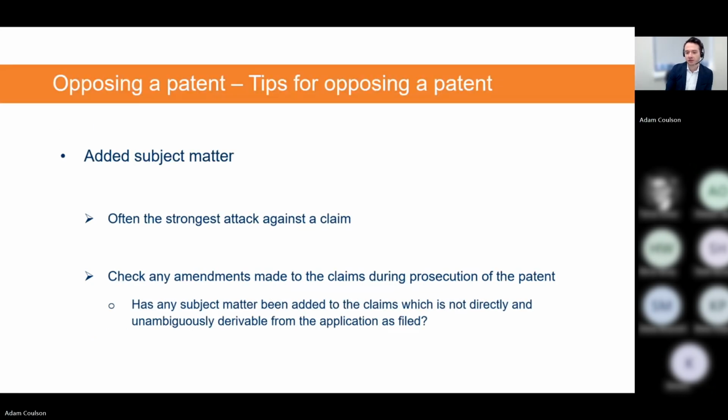Now, tip number 2 is the ground of added subject matter. In opposition, in some cases, the strongest attack is not one based on prior art or documentary evidence, but one which is made by arguing that the claims add subject matter beyond the content of the application as filed. If the claims have been amended during prosecution, take extra care to check whether the amendment is allowable.